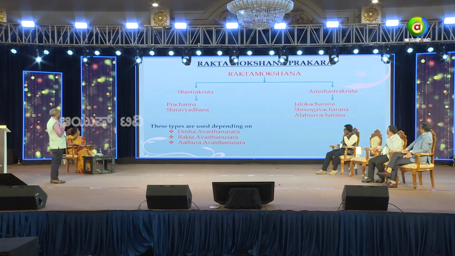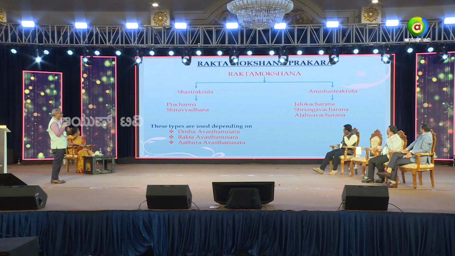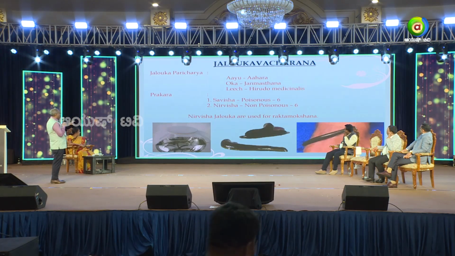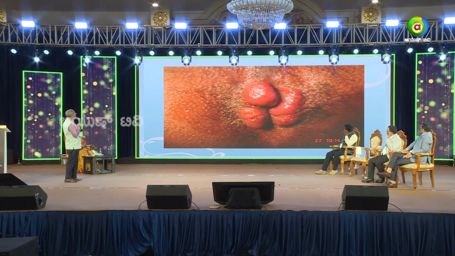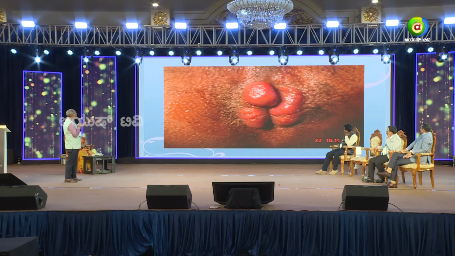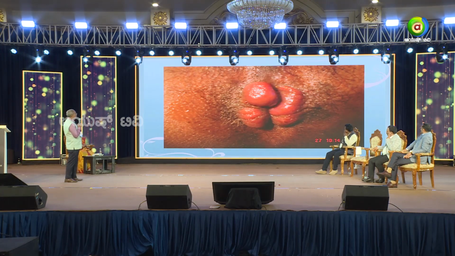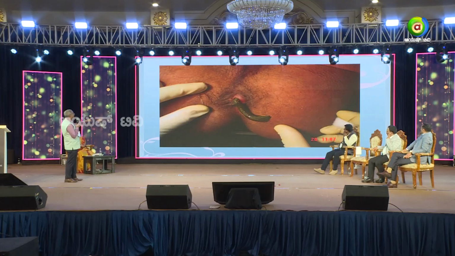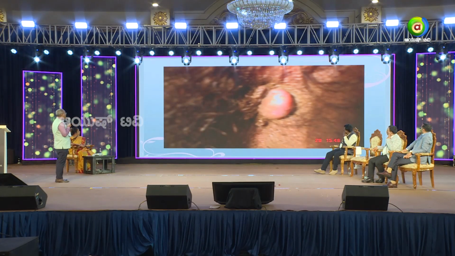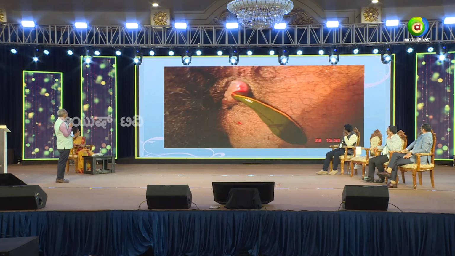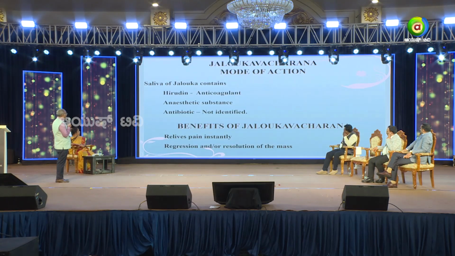Next. You know, all of you, Jaloka Avacharana, I am going to highlight. So these are the Jalokas. They suck the blood. Nirvisha Jalokas are used for Rakta Mokshana. These are the external thrombosed or inflamed pile masses where we can apply the Jalokas. Next. This is the thrombosed mass. Next. We have applied the Jaloka there. Next. This is another thrombosed pile mass. Next. Application of Jaloka in the area.